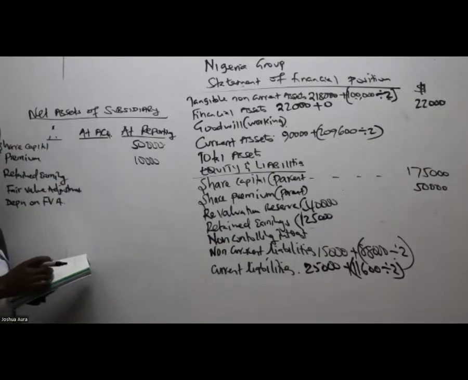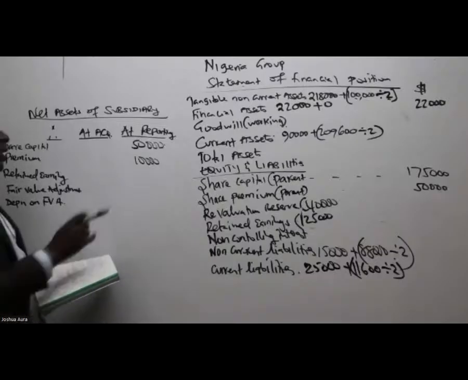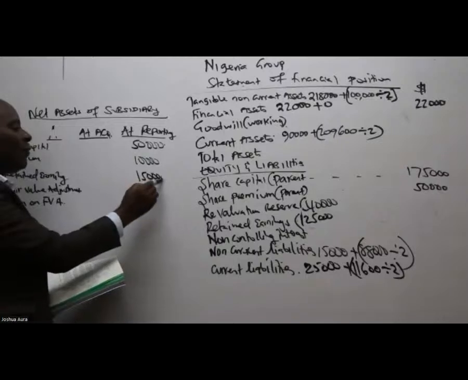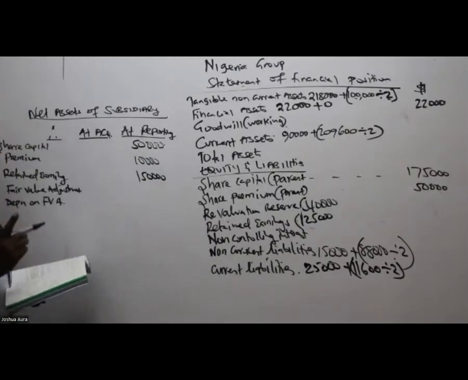Reserve, there is no reserve there. I can see retained earnings. Retained earnings, what do we have, ladies and gentlemen? We have 150,000 retained earnings at the end.